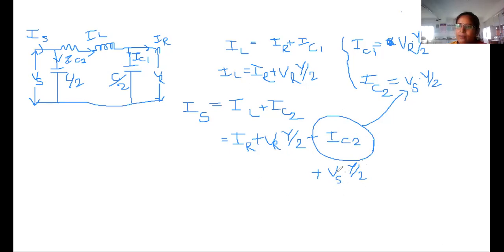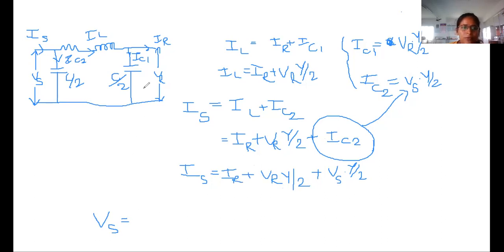We need the sending end voltage value, so write down the expression for Vs. Once again I will repeat this: IS equal to IR plus VR into Y by 2 plus Vs into Y by 2. In this current expression, VR, IR and Vs terms are there. For finding Vs, we can derive the expression here.